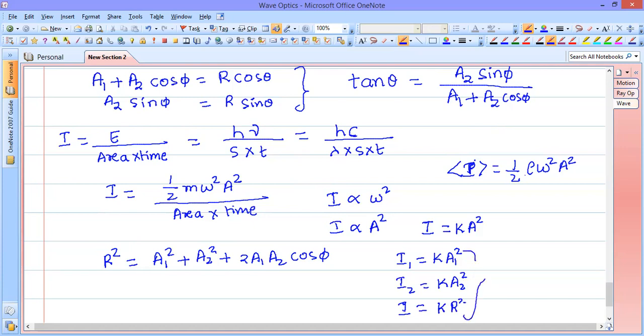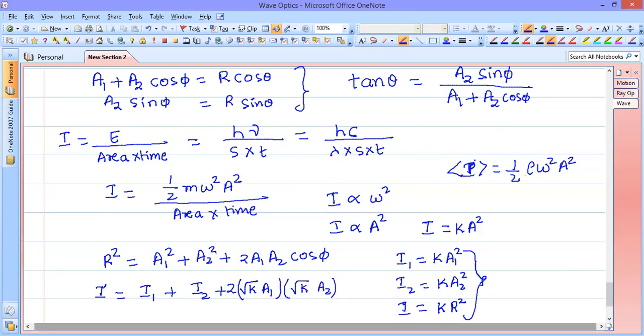Can I write these three? So what I will do is multiply by K on both sides, so that I is equal to I1 plus I2 plus root K A1 multiplied by root K A2 cos phi. Are we proving the equation of resultant intensity? Yes.